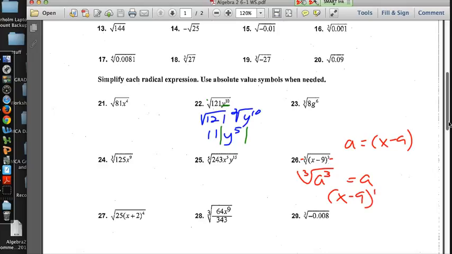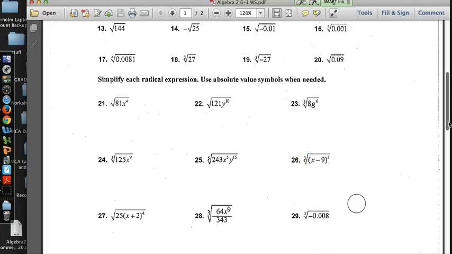Then you take a look to figure out whether or not you need to use absolute value. This one has an odd index. An odd index would indicate the writer of the original problem didn't have any problem with this coming out to be negative, because we can find negative roots when we use cubed root.